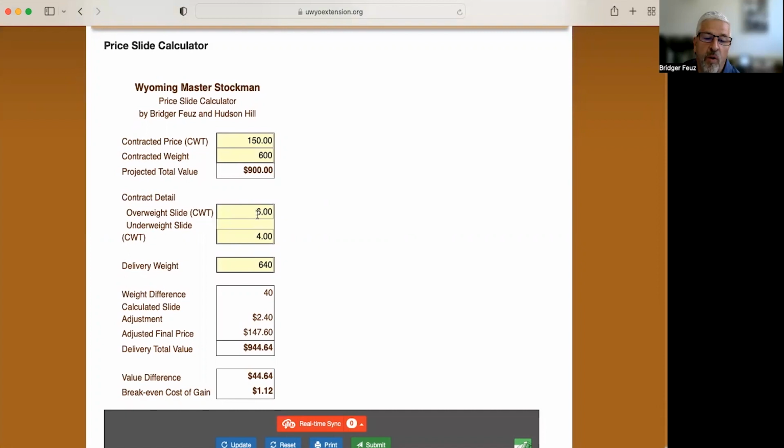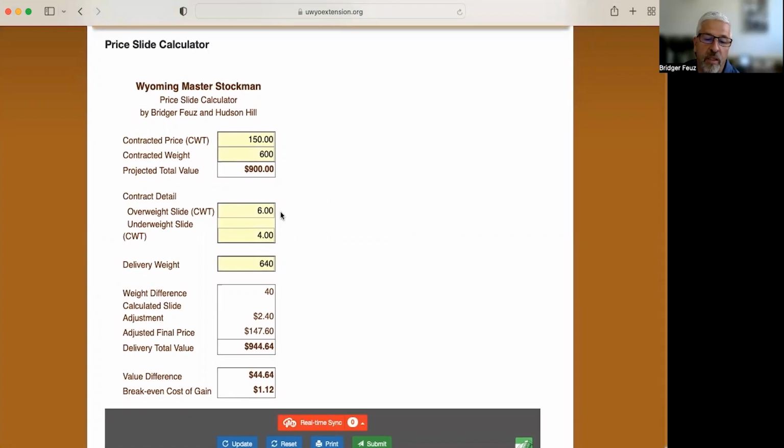Then you would enter the overweight slide, in this example at $6 a hundredweight, and the underweight slide, $4 a hundredweight. Sometimes our contracts don't have an underweight slide. In fact, the majority only have overweight slides. It is something you might consider trying to negotiate with your buyer, but certainly overweight slides are very common, and $6 is a reasonable overweight slide.